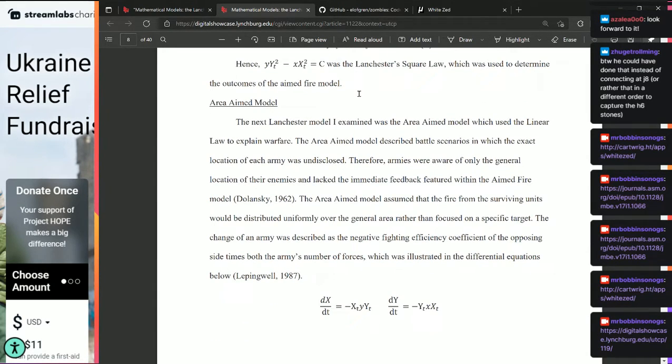So the next Lanchester model I examined was the area-aimed model, which used the linear law to explain warfare. The area-aimed model describes battle scenarios in which the exact location of each army was undisclosed. Therefore, armies were aware of only the general location of their enemies and lacked the immediate feedback featured within the aim-fire model. The area-aimed model assumed that the fire from the surviving units would be distributed uniformly over the general area rather than focus on a specific target. The change of an army was described as the negative fighting efficiency coefficient of the opposing side times both army numbers of forces, which was illustrated in the differential equations below.